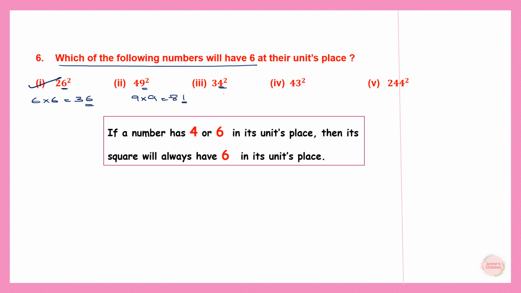Take the next one. 4. 4 into 4 is 16. It has 6 in the units place. Take the next one. 3. 3 into 3 is 9. It's not 6 in the units place. Next one is 4. 4 into 4 is 16. So 6 is in the units place. So this is another way of doing it apart from your property.